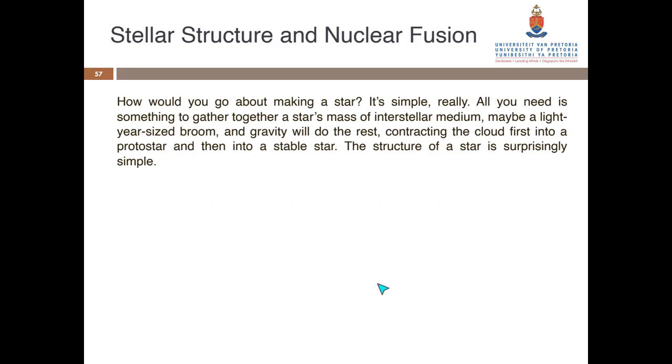So how would you go about making a star? It's simple, really. All you need is something to gather together a star's mass of interstellar medium, maybe a light-year-sized broom, and gravity will do the rest, contracting the cloud first into a protostar and then into a stable star. The structure of a star is surprisingly simple.